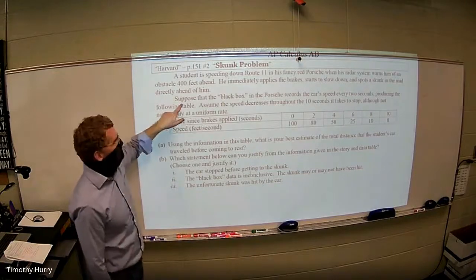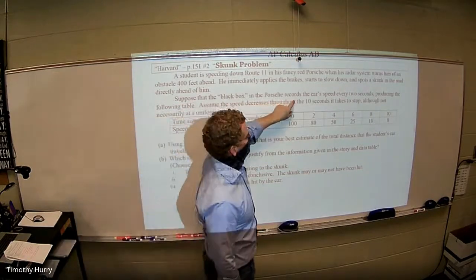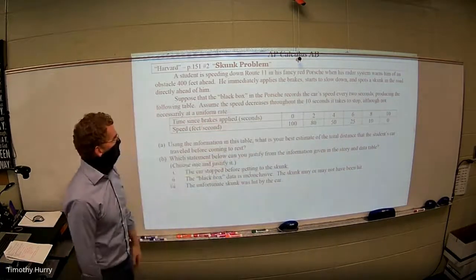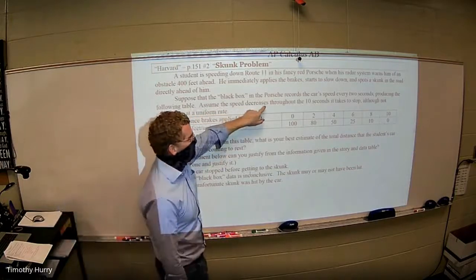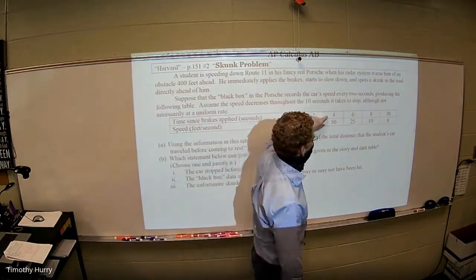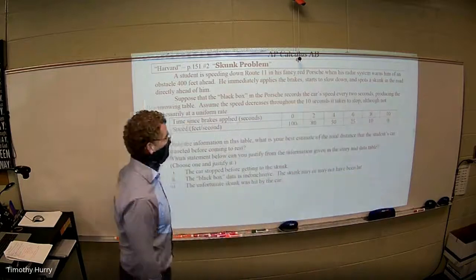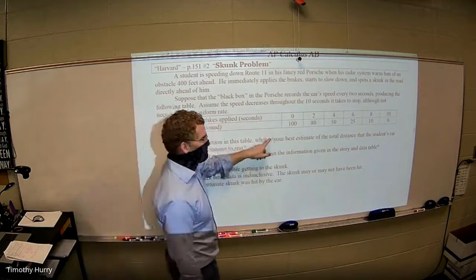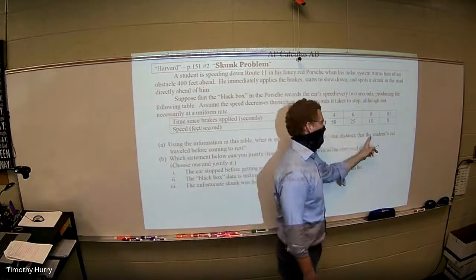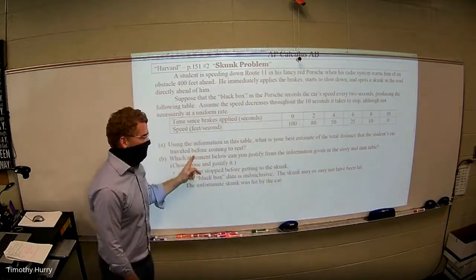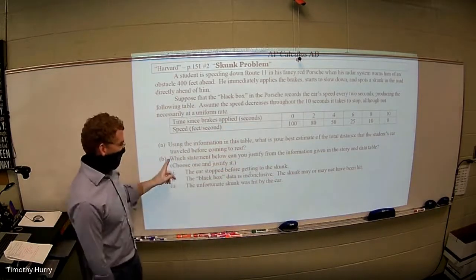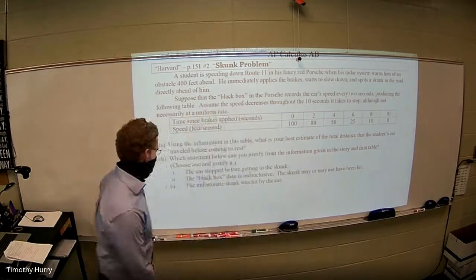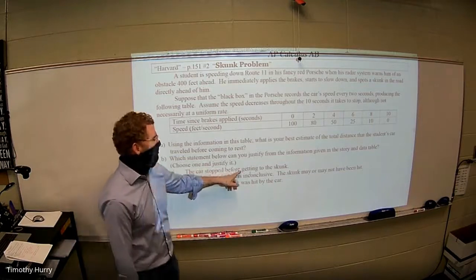So suppose that the black box in the Porsche records the car's speed every 2 seconds, producing the following table. Assume the speed is decreasing throughout the 10 seconds it takes to stop. So I guess he's going really fast. Okay? A, using the information in this table, what is your best estimate of the total distance that the student's car traveled before coming to rest? B, which statement below can you justify from the information given in the story and the data in the table? It says, 1, the car stopped before getting to the skunk.